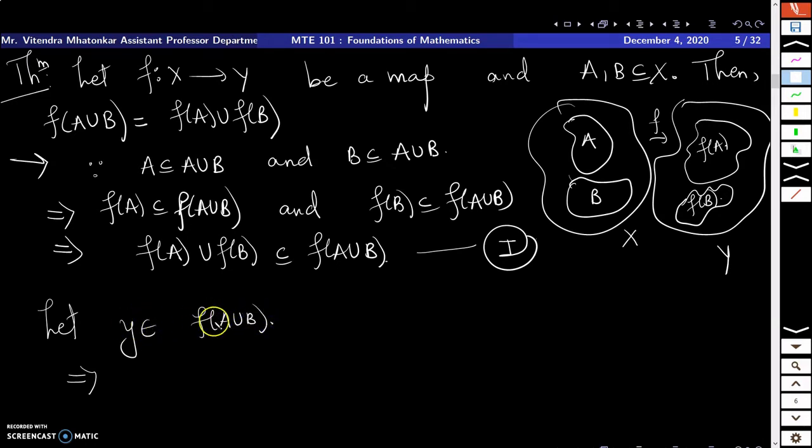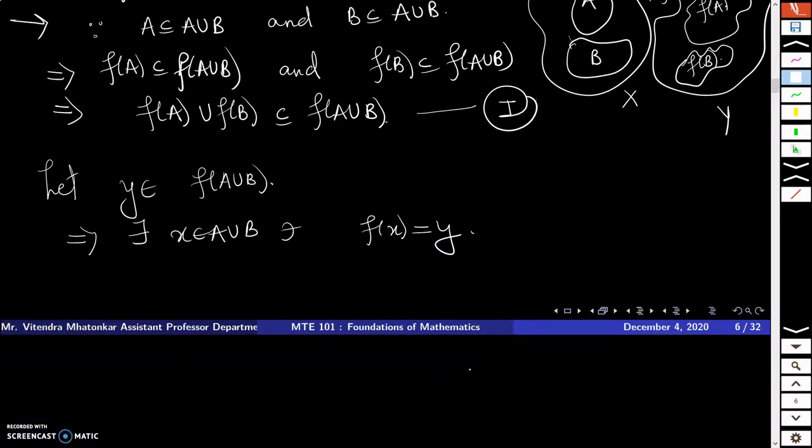That means y will be equal to the image of some point in A union B, right? So there exists x in A union B such that f of x is equal to y, right? Now x is there in A union B, that means x is either there inside A or x is there inside B, right? Because it is there in their union. So x is either there inside the set A or it is there inside the set B.